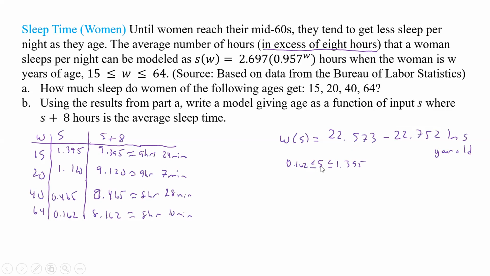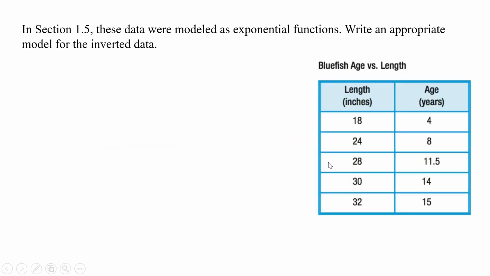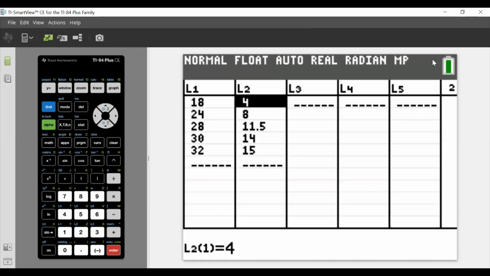Let's see if we have another one here. All right, so in section 1.5, these data were modeled as an exponential function. Now what we want to do is write an appropriate model for the inverted data. All right, so what we have to do is plug these in, and I'm going to pause and go plug those in real quick. All right, so I've got the data typed in as it is in the table. And what we're supposed to do is find the exponential function, which means we're going to find the inverse of what we just had here.